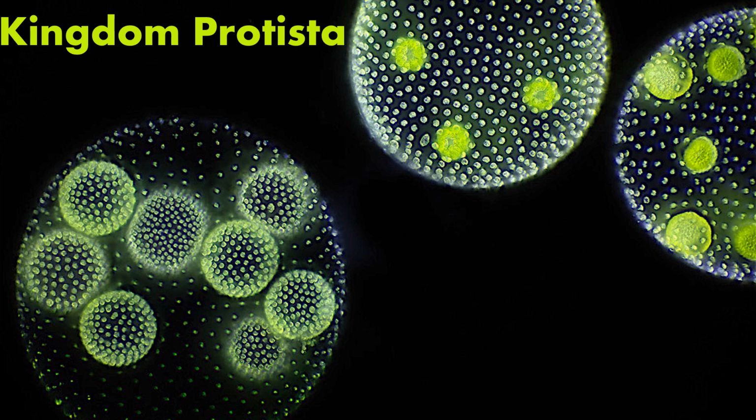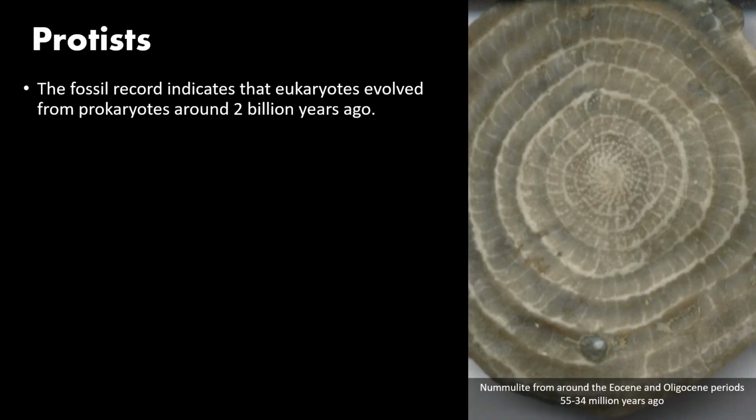And now to something very different and hopefully more happy than bioterrorism, we're going to start talking about kingdom Protista. This is going to be the first group of eukaryotes that we're going to talk about. So protists are going to be eukaryotes, and they're going to be the earliest eukaryotes that have evolved. They are thought to have evolved from prokaryotes about 2 billion years ago, and this fossil that we see, about 55 to 34 million years ago, shows a type of protist.